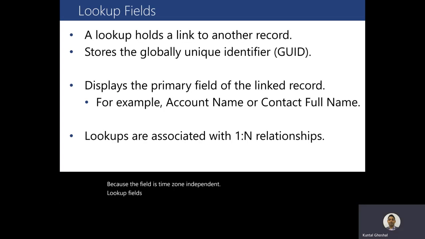Lookup fields basically hold the relationship from one entity to another entity. When you create a relationship between two entities, it also creates a lookup, and it's stored as a globally unique identifier, a GUID. Typically, lookups are associated with one-to-N relationships. You can also create N-to-N relationships, but internally the platform interprets it as one-to-N and N-to-one relationships.